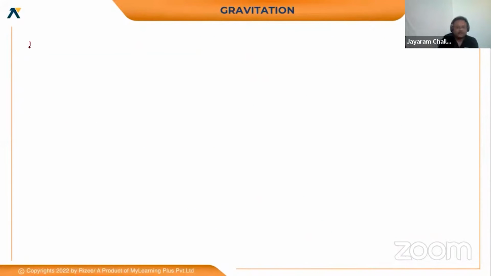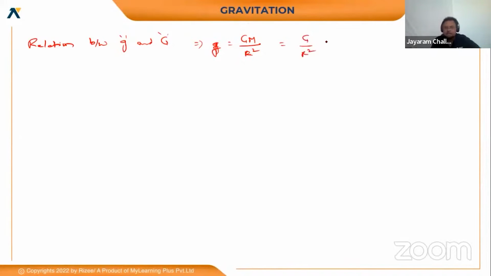Now, the relation between acceleration due to gravity and the universal gravitational constant can be written as g is equal to GM by R square. Or g can also be written in terms of the density: mass is volume into density, 4 by 3 pi R cube into density rho.